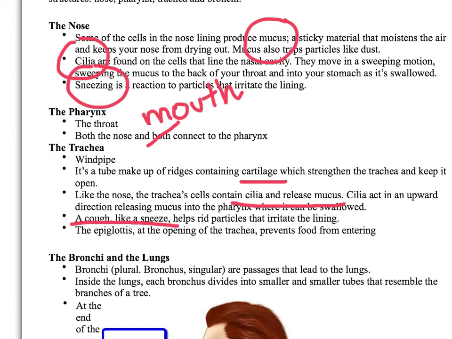And speaking of coughing, like a sneeze, it helps get rid of particles that irritate the lining of the trachea. The epiglottis is another protective mechanism at the opening of the trachea. It prevents any food from entering your windpipe. If food does enter your windpipe, your body's reaction is to cough, to try to cough it out. So it's a protective mechanism.